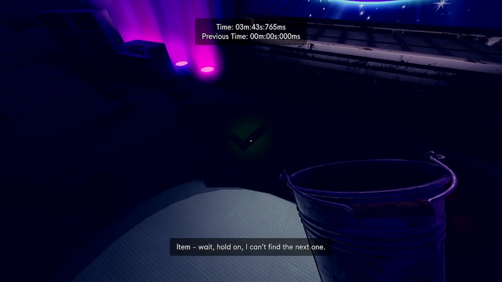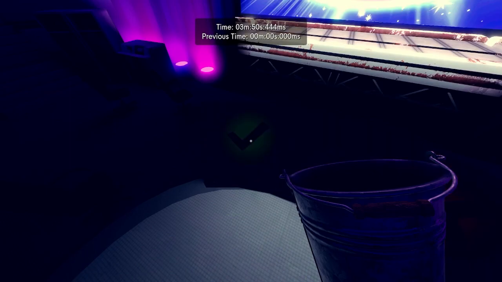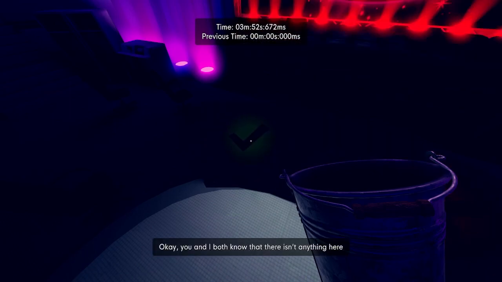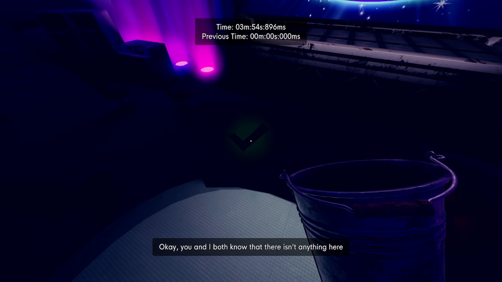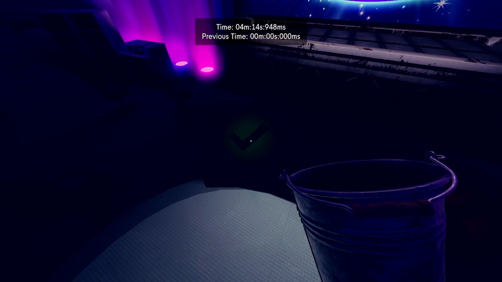Item... Wait, hold on. I can't find the next one. Let me see. It should be around here somewhere. Okay, you and I both know there isn't anything here. And I don't appreciate the implication that nothing is a bucket when we both clearly know that a bucket is something, and therefore nothing could possibly be something. Unless, in your twisted mind, have you somehow convinced yourself that a bucket is nothing? Answer me straight, Stanley. Do you believe that nothing is a bucket?